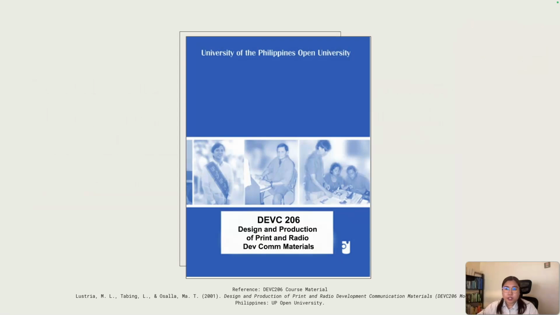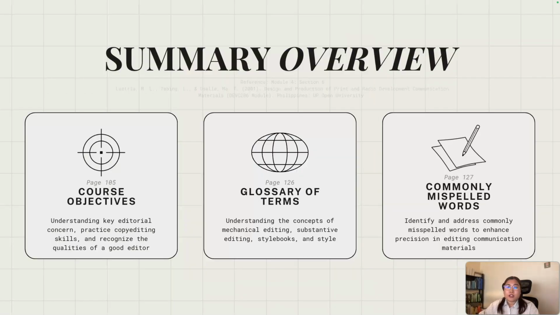The main reference for this report is our course reference material. The learning objectives for the wrap-up section of this module is to review the key course objectives, familiarize with important glossary terms, and identify and address commonly misspelled words to enhance precision in editing communication materials. If you would like to follow co-learning with me, you can refer to the page numbers mentioned on the slides.